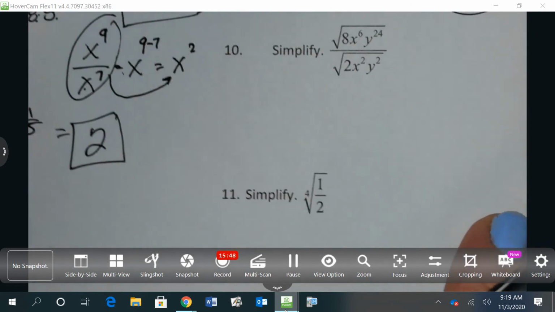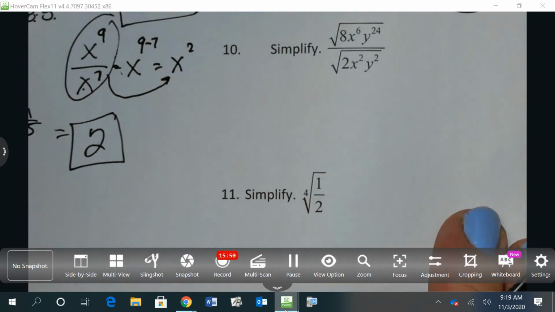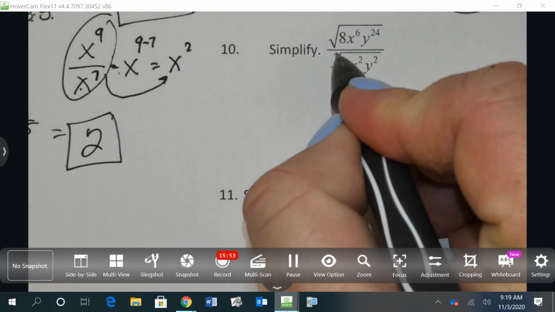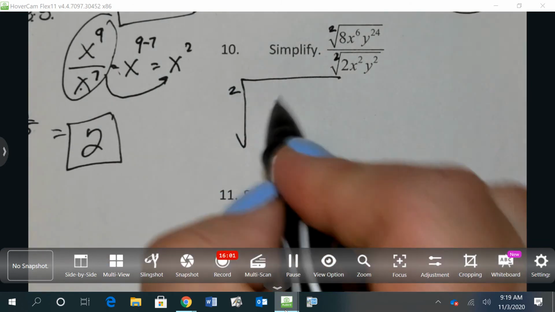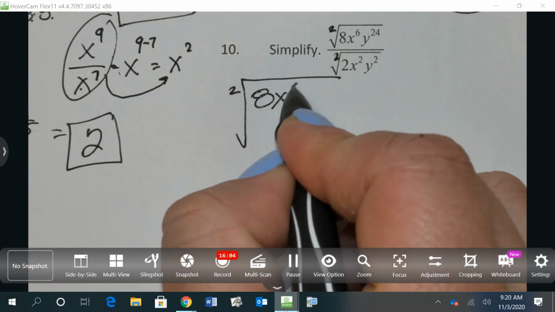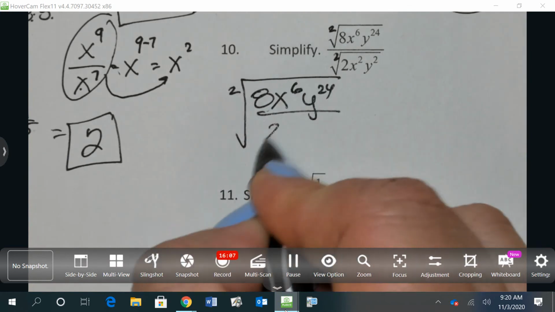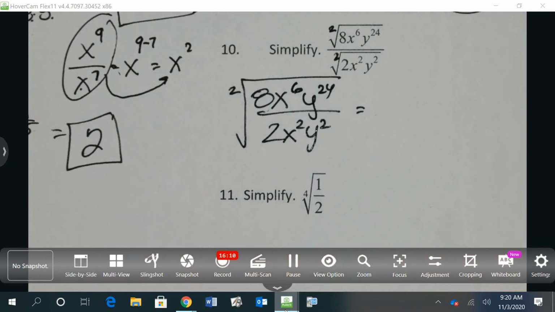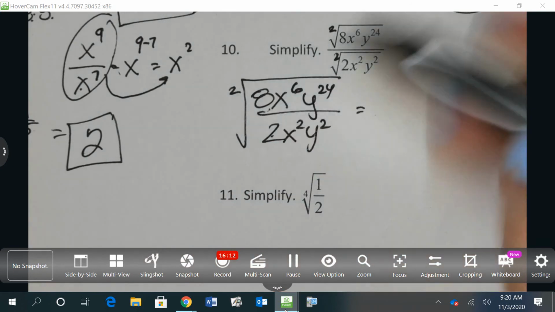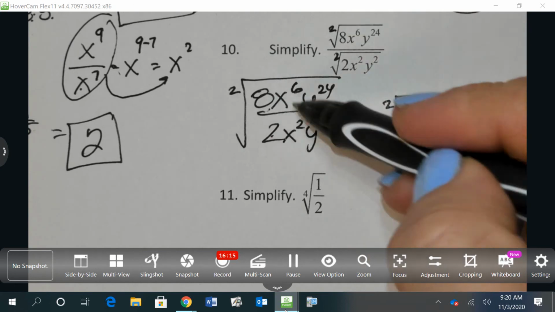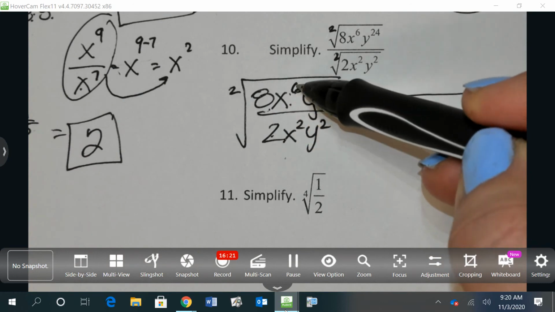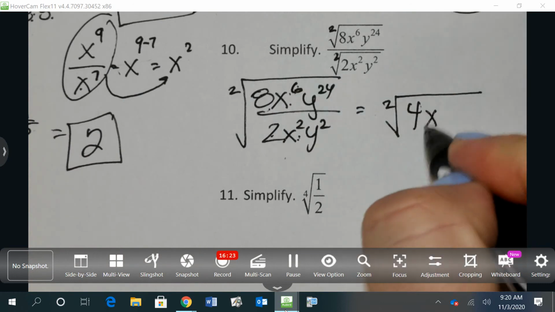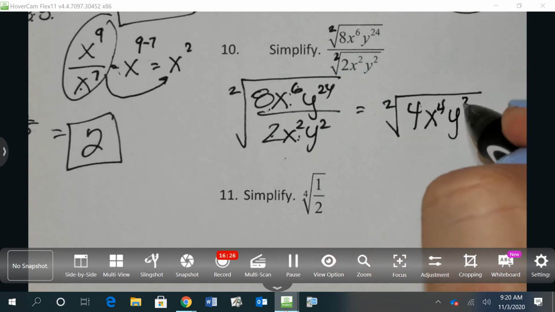Remember, when you have the exact same nth root, in this case it is a hidden 2, and as long as you're multiplying and dividing, you get to put them together. So I'm going to make a really large radical, keeping that same nth root of 2, and I get to write 8 x to the 6th y to the 24th over 2x squared y squared. Now I get to do the operation. 8 divided by 2 is 4. And just like I did the problem over here, when you have the same base and you're dividing, you subtract top minus bottom. 6 minus 2 is 4. 24 subtract 2 is 22.